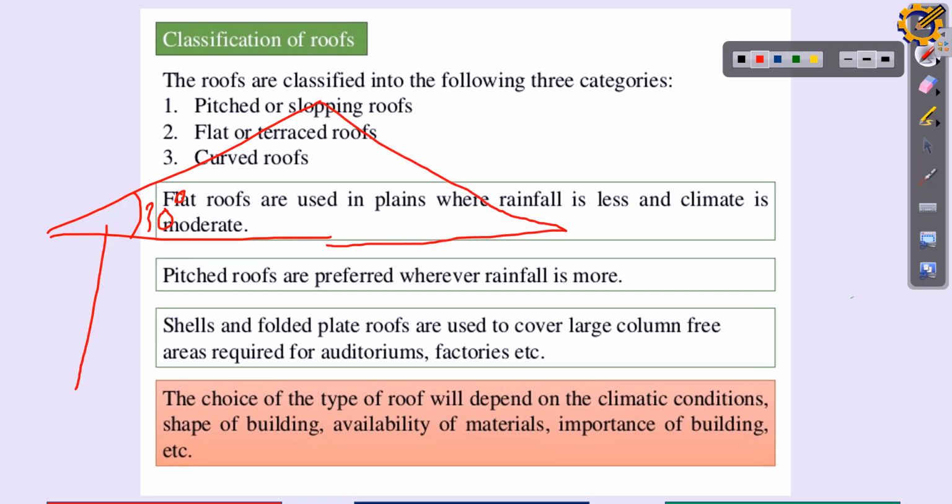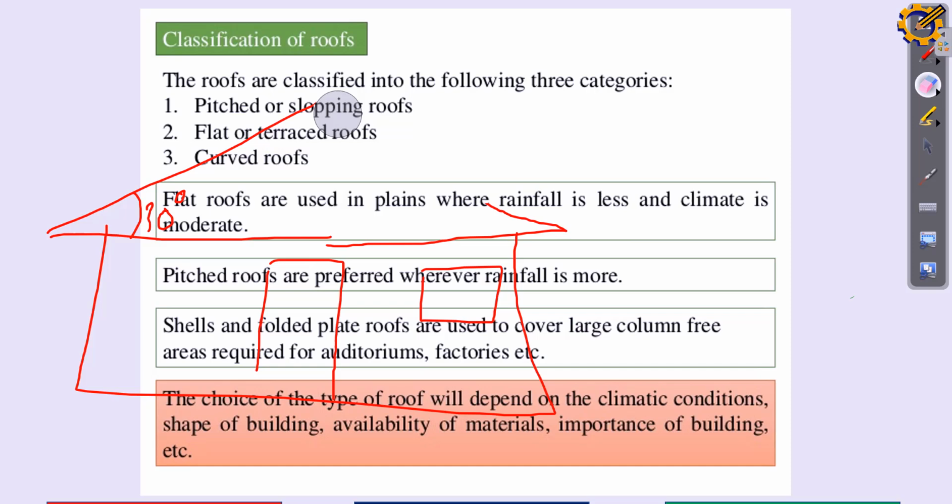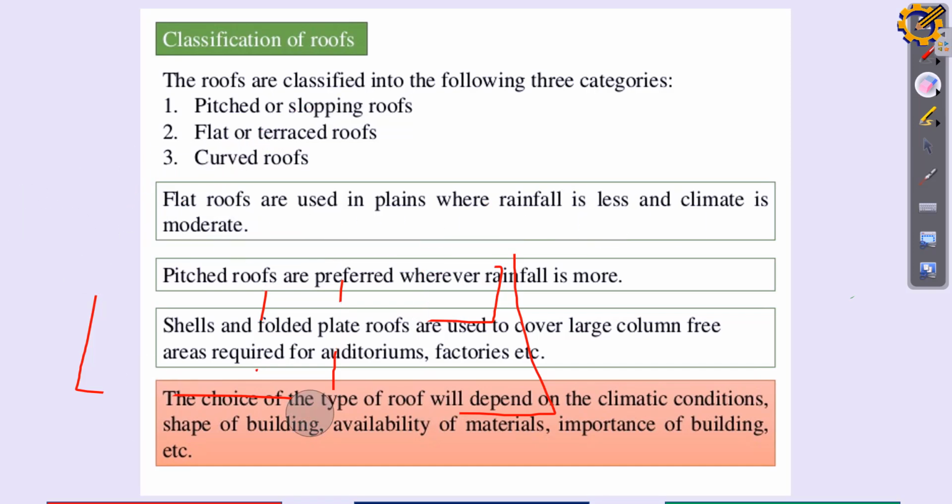So you get this, and this is your building, say your window, your door. So that is a pitched or sloping roof. Then we have the flat or terrace roof.